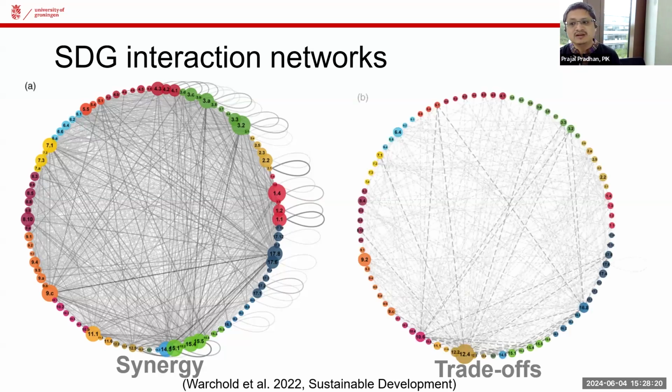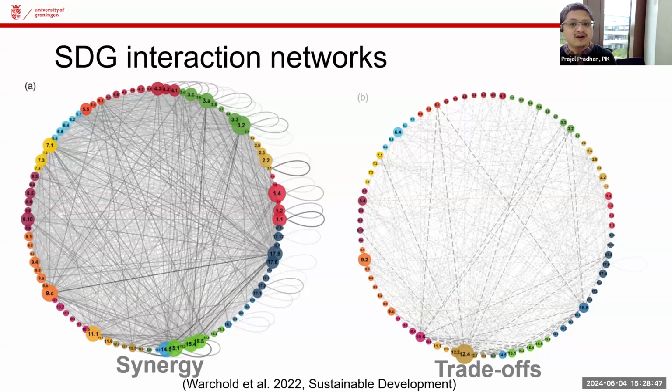For example, we can look at here, A is SDG synergy network and B is SDG trade-off network. And here we can see that there are certain goal targets and each dot is an SDG target. And we can see that there are certain SDG targets which have more synergies with other SDG targets, or in B, more trade-off with other SDG targets.